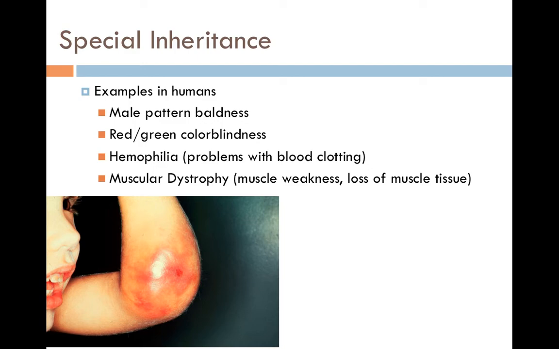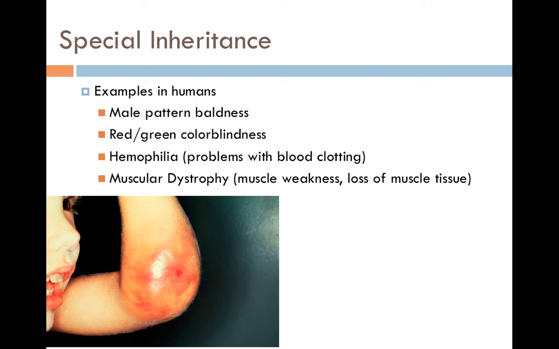Some of these you can totally live with, and some are really bad. So male pattern baldness is one, totally you can live with it, it's just a little bit embarrassing, and it's that very specific kind of baldness where you go bald on the top of your head but not on the sides. Red-green color blindness, so the ability to perceive the entire spectrum of colors, and there are different types of color blindness, but this one is sex-linked.